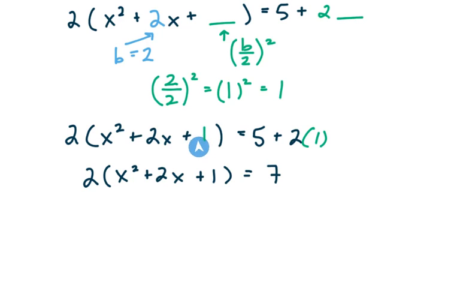The whole point of us determining this magic number was so that what we have here in the parentheses, x squared plus 2x plus 1, is a binomial squared. We can factor this, and this is actually going to be x plus 1 times x plus 1, and that 1 value that's going to end up in there, that's always going to be the number before we squared it. So here we'll have 2 times the quantity x plus 1 squared equals 7.